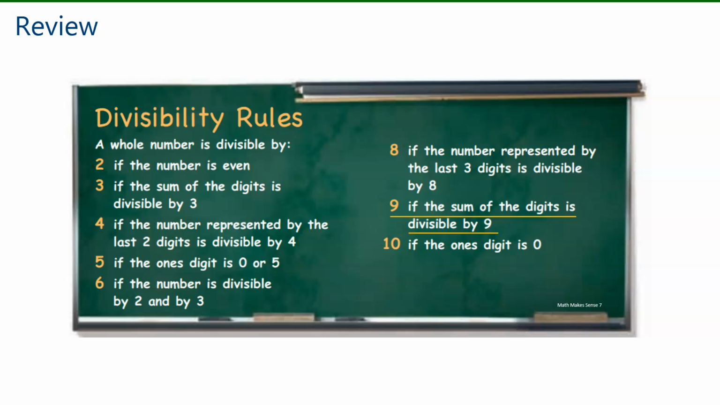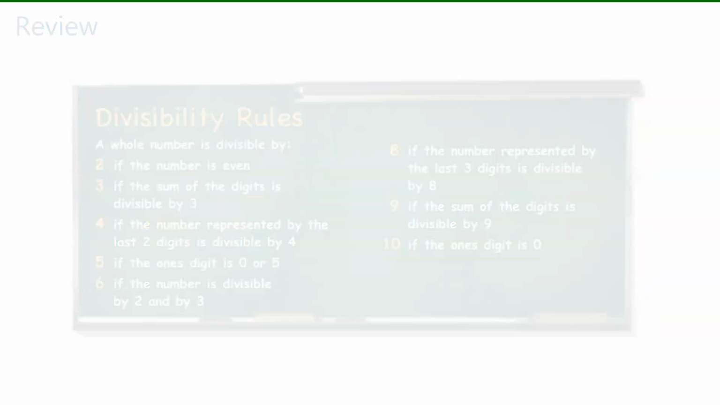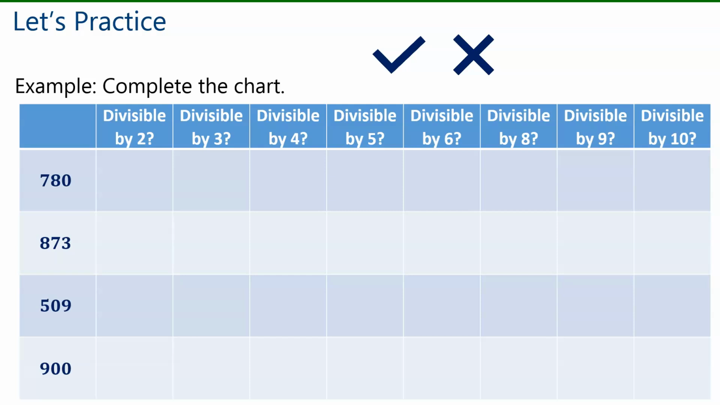Now a number is divisible by 9 if the sum of the digits is divisible by 9, and a number is divisible by 10 if it ends in a 0. So for this example, we're going to complete this chart by checking each of our divisibility rules for the numbers listed on the left. We'll use a check mark if it's divisible and an X otherwise.